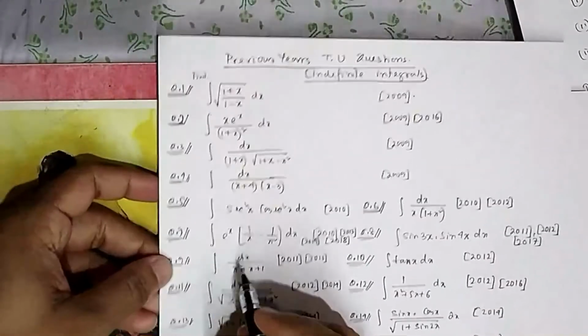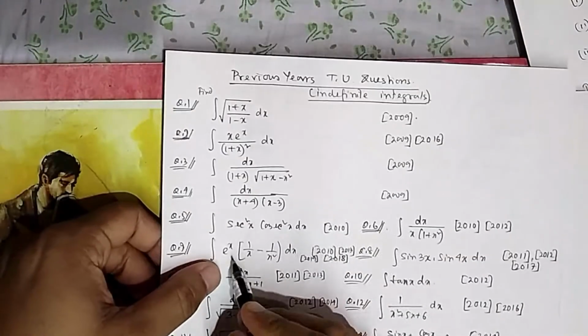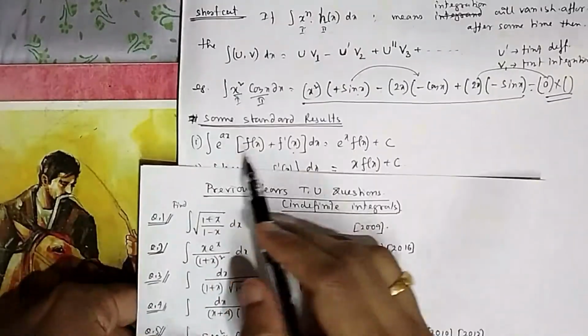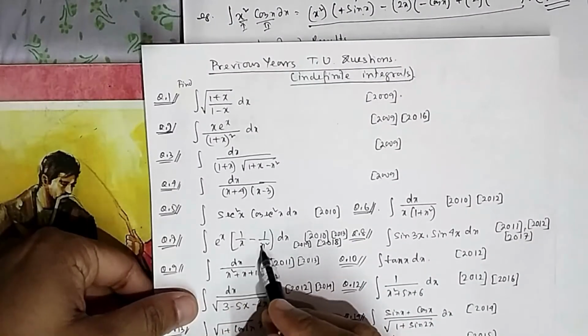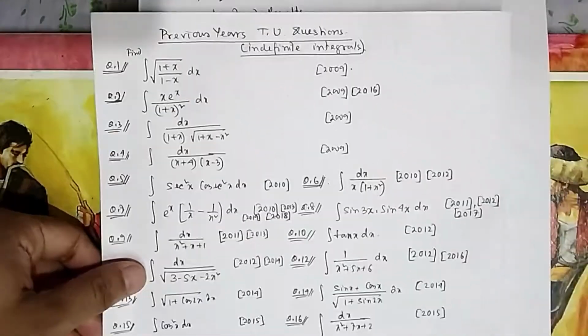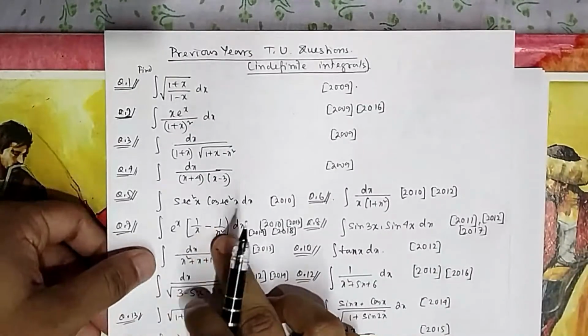Next, question number 7, and again e to the power x into this. So I told you, if it is e to the power x of this into this, our temptation is always to go to e to the power x into fx plus f dash x. So it is already given, because the differentiation of 1 by x is minus 1 by x square. So you have to be very good with differentiation, so that by seeing this you can see that this differentiation is this one.